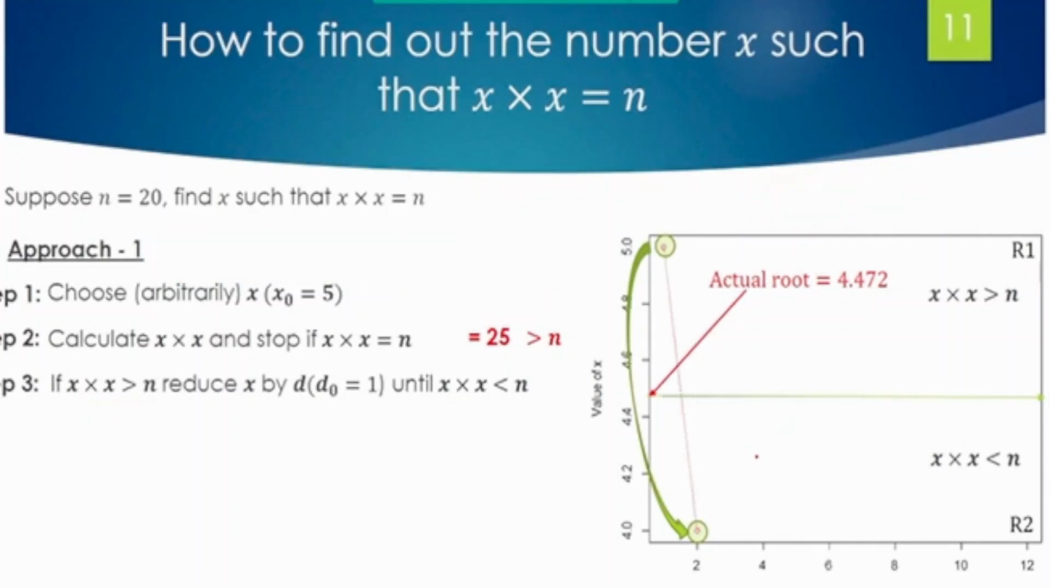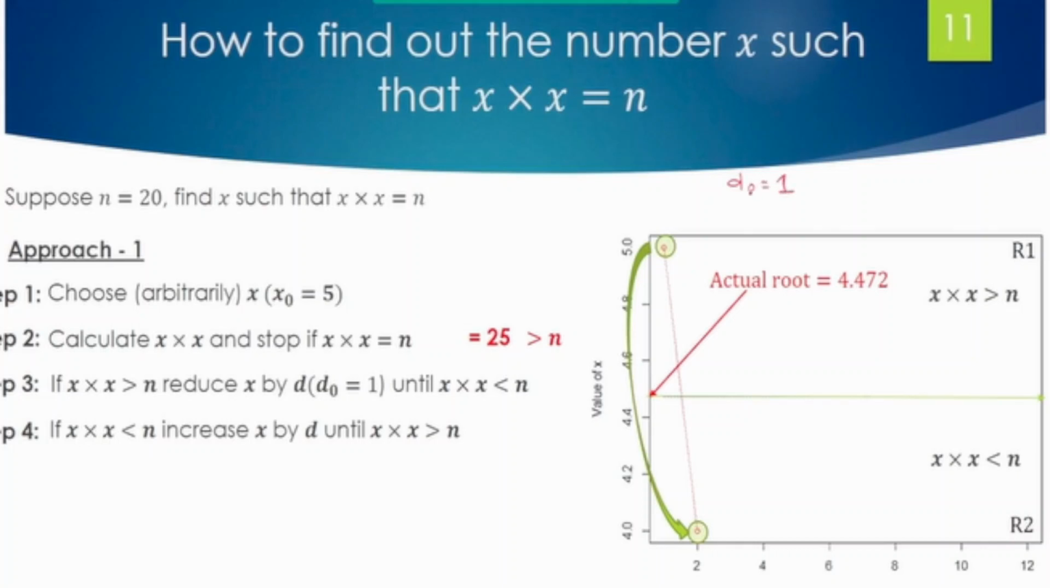Now therefore in step 4, what I am writing is, if x into x is less than n, let's say I am here, increase the x by d until x into x is greater than n. So again I will keep on increasing this until I reach the region R1. Now here is the important thing. Then what is the value of d here? I understand the value of d here is 1, because we have seen that the value of d0 equals 1.